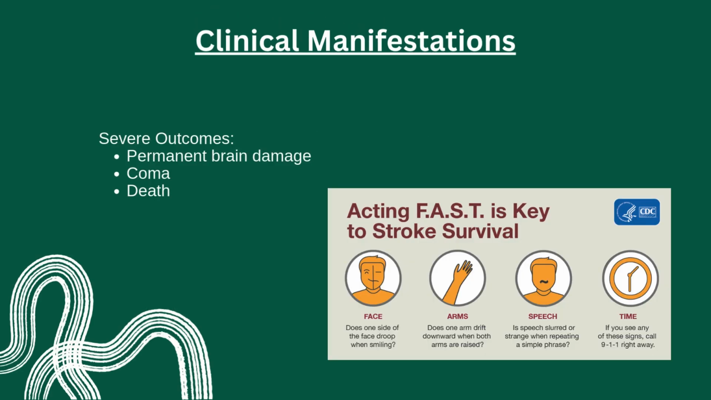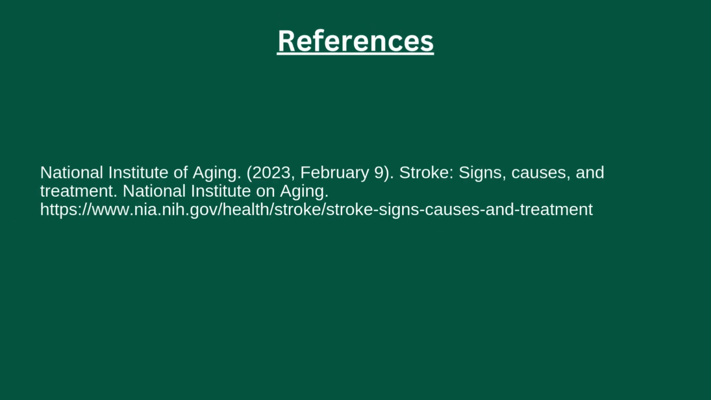Severe outcomes include permanent brain damage, coma, and even death in severe cases without quick treatment. So we've included this infographic here that goes over some of the basic immediate symptoms that can let you know that you should see a medical professional about the possibility of stroke. So does one side of the face droop? Does one arm drift downward when both are raised? And is the speech slurred or strange with repeating a simple phrase? And an emphasis on the need for prompt medical intervention.